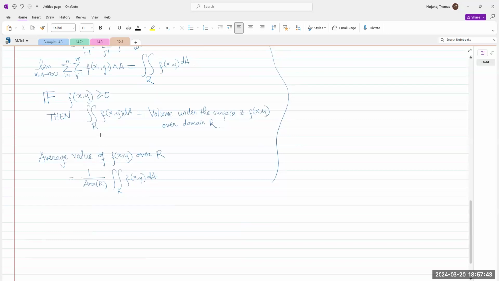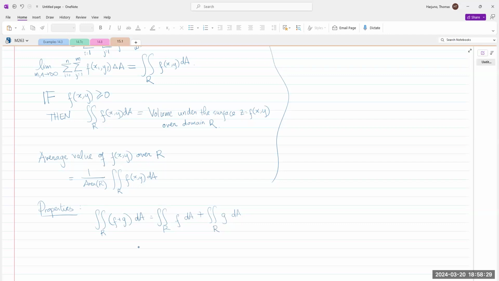Okay, I think that's all I want to say for now, besides, of course, some foundational facts that I would like to mention. Some properties. The double integral over R of (f plus g) dA is equal to the double integral over R of f dA plus the double integral over R of g dA. We can also say it's plus or minus, right? Basically, the integral of a sum equals the sum of integrals.